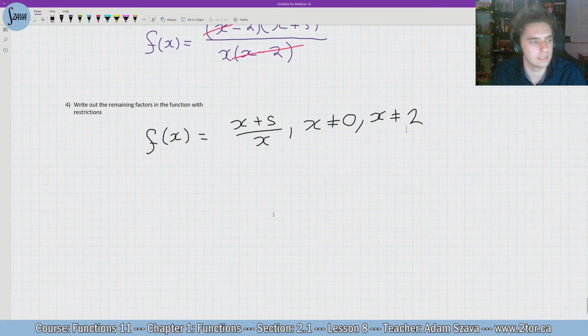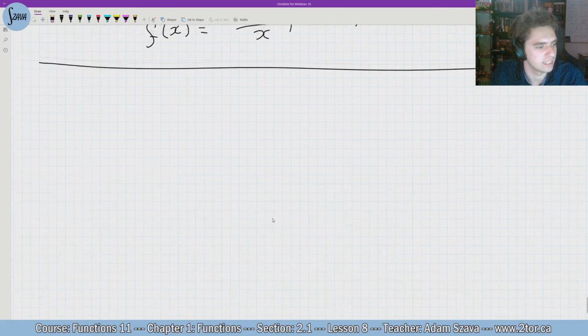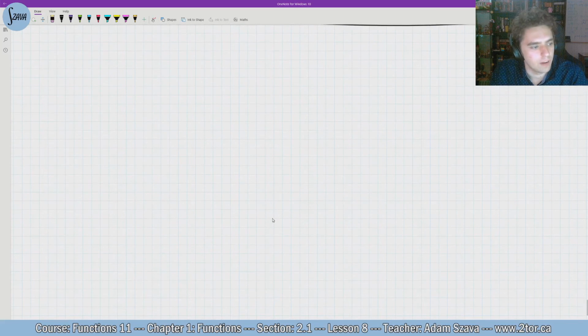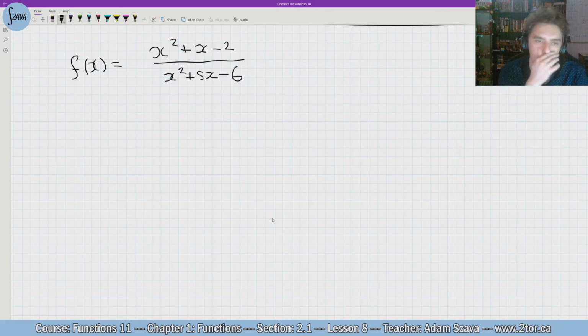Okay, there's that. Let's do one more example and that'll finish up the lesson. I know it's a long lesson, so hopefully you're sticking through. So the final example is if we have f of x equal to x squared plus x minus 2 over x squared plus 5x minus 6. See if you can follow along with the steps here.